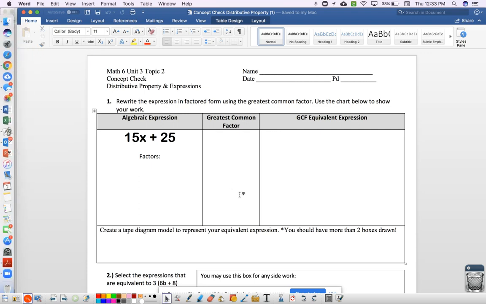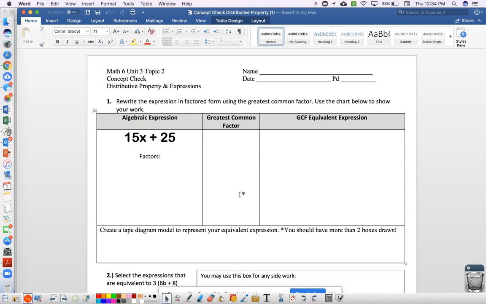Hi guys, so we are going to review the concept check about distributive property and expressions. What I'm going to do is go through the entire concept check and how to do it, to refresh your memory.